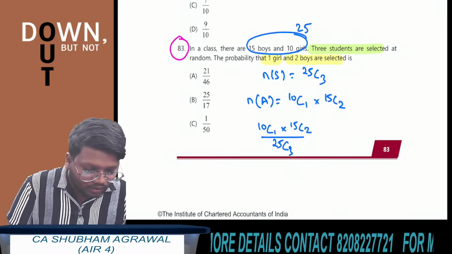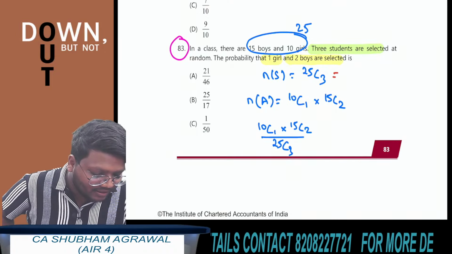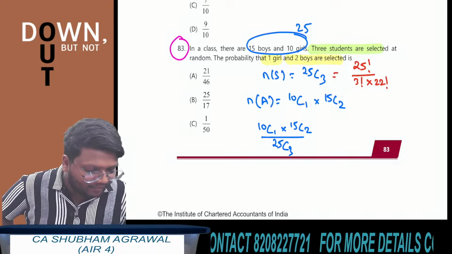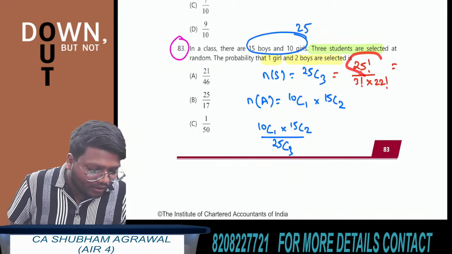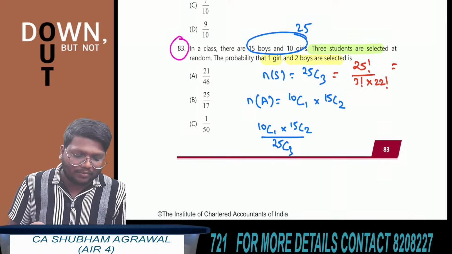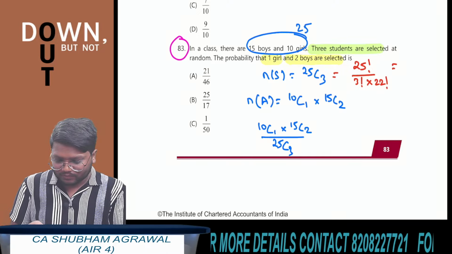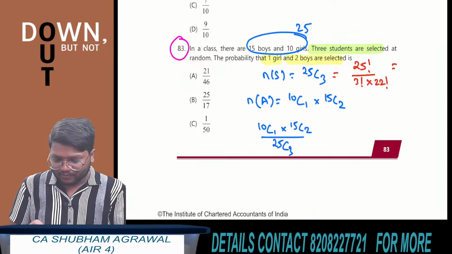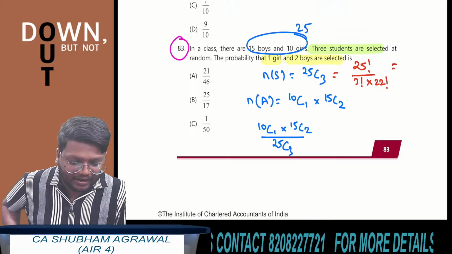What is the value of 25C3? You can find it on a calculator also. 25C3 is basically 25 factorial divided by 3 factorial multiplied by (25 minus 3) factorial, which is 22 factorial. First find 25 factorial divided by 22 factorial. You have to multiply all the numbers coming between 22 and 25, so 23 multiplied by 24 multiplied by 25, and divided by 3 factorial. What is the value of 3 factorial? 6. So what you are getting? 2300.